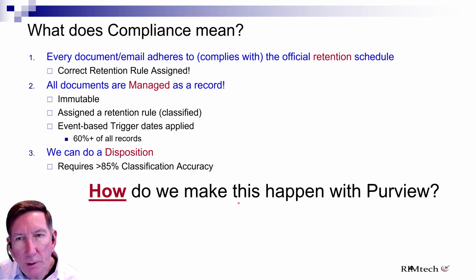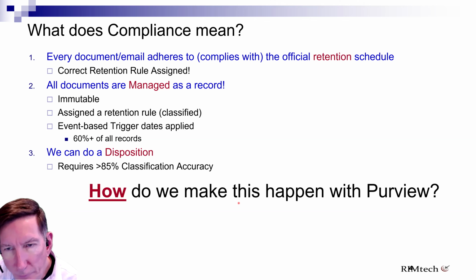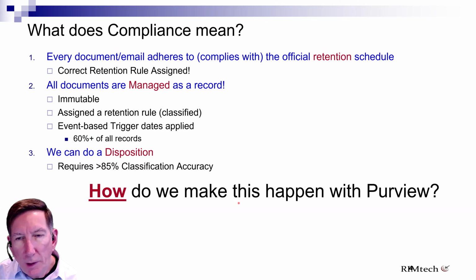Over 60% of all records these days are event-based. We call them case records, and they have to be properly dealt with, with the event dates acting as triggers in the retention rules. And the third factor for compliance is the proof, which is, can we do a disposition? In order to do a disposition, we need a classification accuracy rate of a minimum of 85%, meaning that 85 out of every 100 documents have been classified correctly, and we can prove it mathematically.